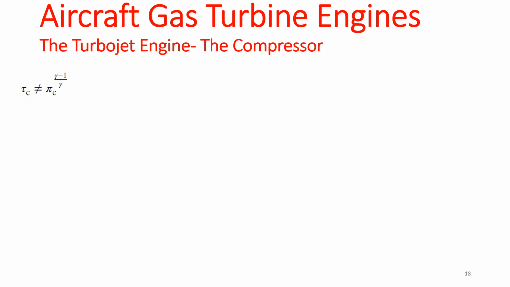And since this is not an isentropic process, the temperature ratio of a compressor, which is tau of C, right? We define the temperature ratio as tau of C. Whenever you see a tau, it is referring to a temperature ratio. And whenever you see a pi, it is referring to a pressure ratio. You just have to make sure that you are clear on that. It is not an isentropic process, so the relationship between the temperature and pressure ratios does not hold true here.